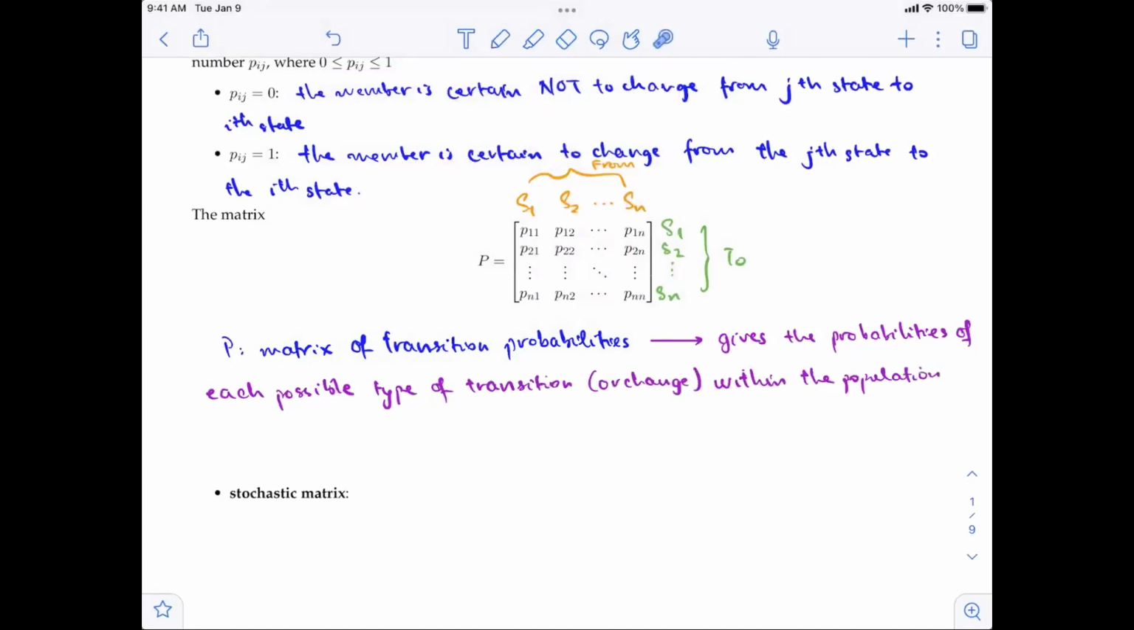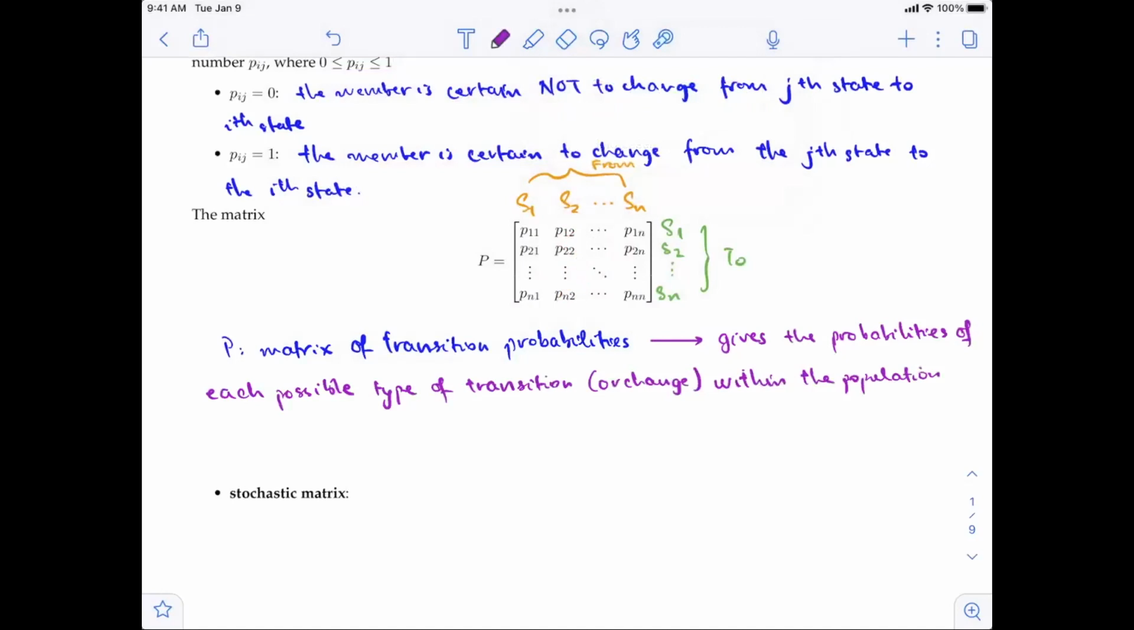Okay, so for example, let's pick out one probability here. P sub 1, 2 means that this is the probability of people or the members in the populations in state 2 switching to state 1. Okay, so that is just one example, right? And again, all the entries in the matrix are probabilities. So one condition that we need to impose on this particular matrix is that the sum of the entries in any column of P has to be 1.